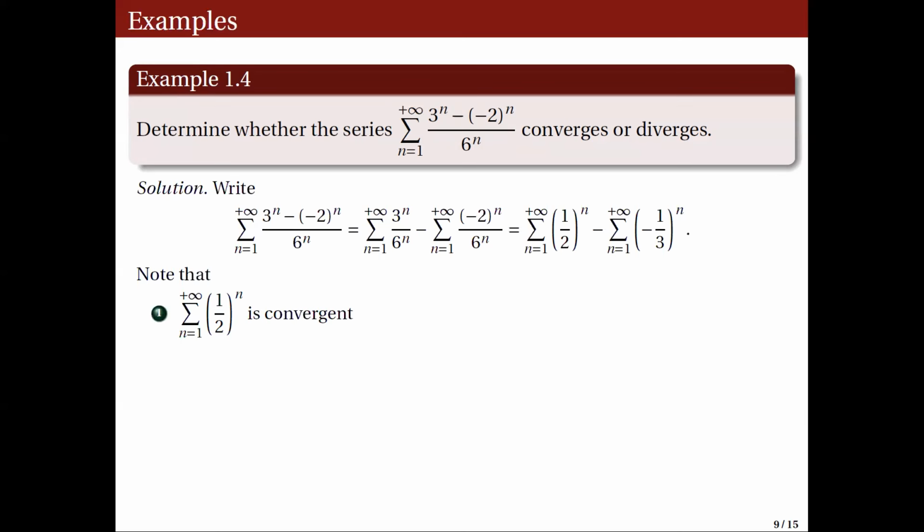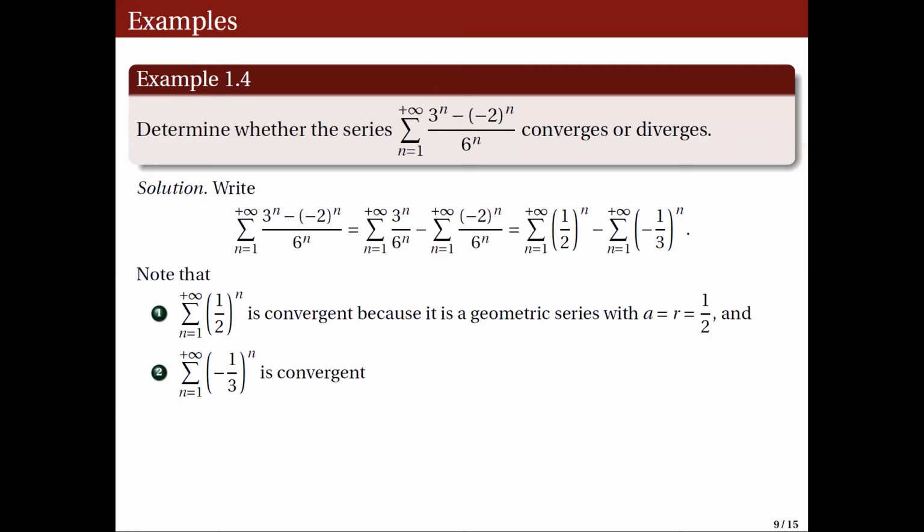Note that the first series, which is the sum of 1/2 to the n from n equals 1 to infinity, is convergent because this is a geometric series with first term and common ratio both equal to 1/2, and 1/2 is less than 1. And the second series, which is the sum of negative 1/3 to the n from n equals 1 to infinity, is convergent as well because, again, this is a geometric series with first term and common ratio both equal to negative 1/3.